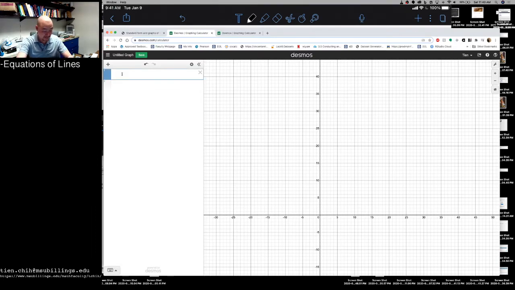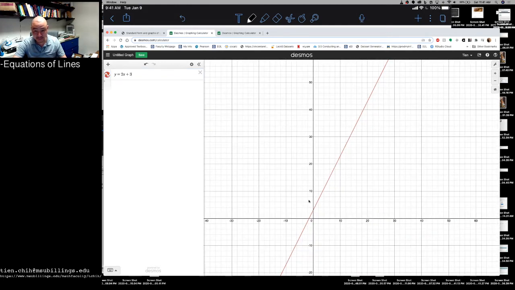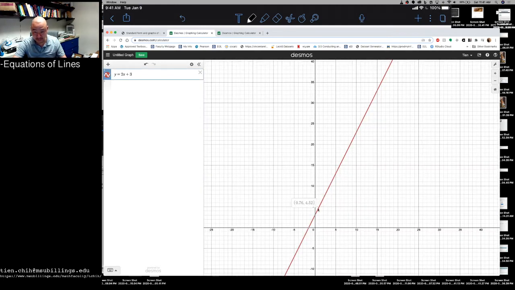And if we graph y equals 2x plus 3, then we can see that, right? And then to verify that it corresponds to what we've been saying here, 0, 3, 1, 5, 2, 7, all these points fall straight on our line, right? All right.